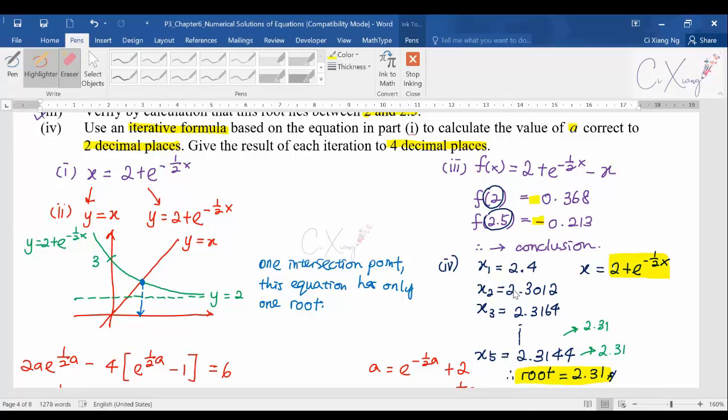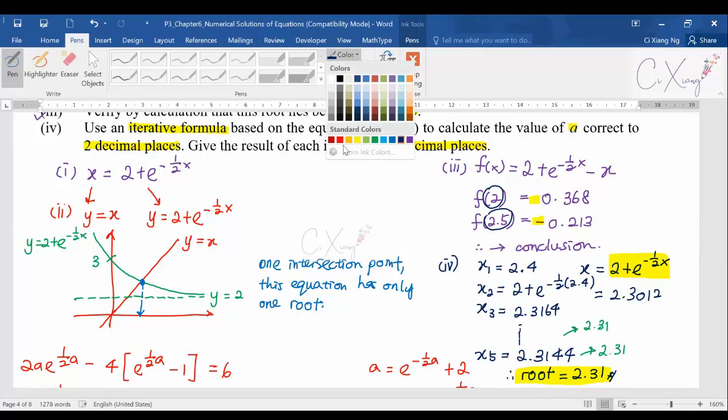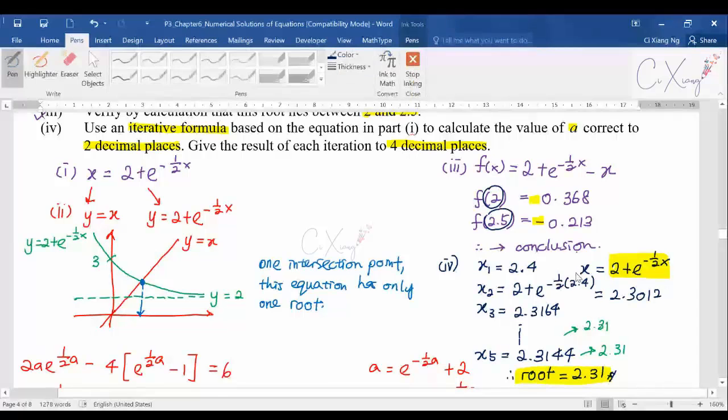And then again, for the first iteration, sorry, this one should be the first iteration. If you want to be on the safe side, then you write out the formula once. Then half, and then 2.4, and then you get 2.3012. You just write out the steps, the formula first.